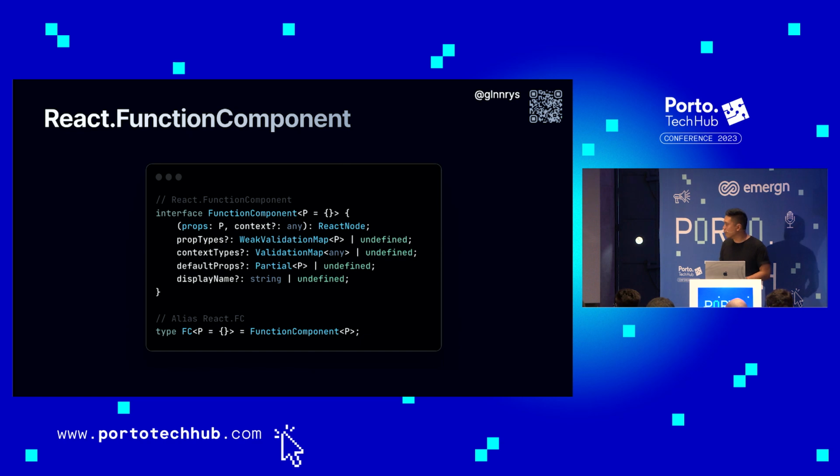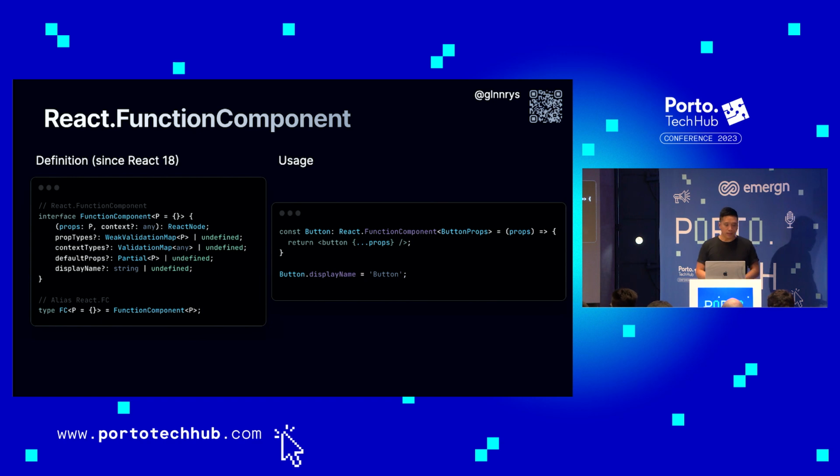And it's actually been different in the past. I think until React 17, it used to implicitly add a children prop to your type, which is not the case anymore with React 18.